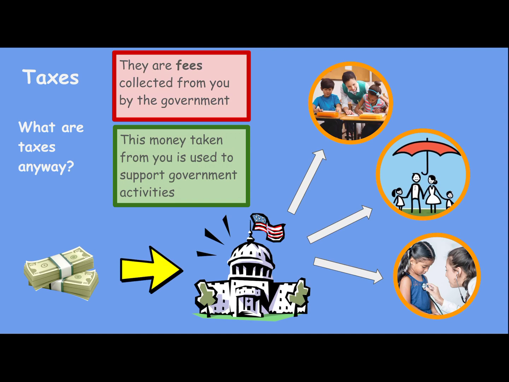This money taken from you is used to financially support government activities. Now, these government activities can be so many things, and they're usually all around you. You can start off with your taxes paying for education. So public schools. Public schools are government funded, so your taxes pay a significant portion of U.S. education.